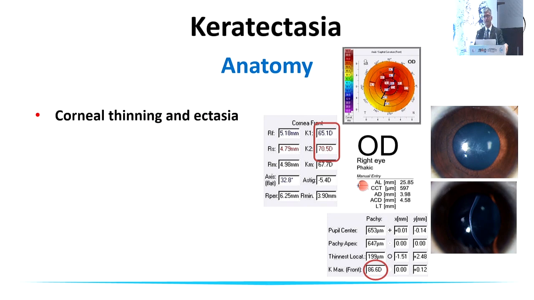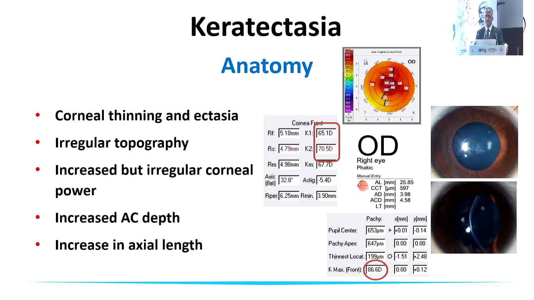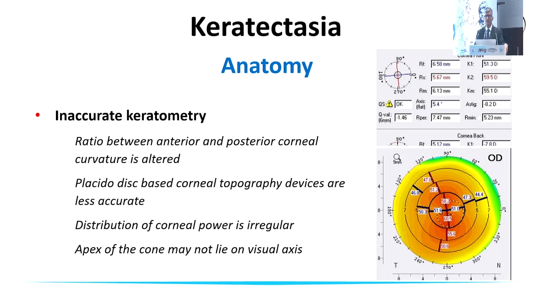Now you all are aware that ectatic diseases of cornea are characterized by thinning as well as ectasia that results in irregular topography. There is increased corneal power, but unfortunately that increase is not uniformly distributed through the cornea. The ectasia results in increased anterior chamber depth and also increased axial length. Now whenever you do keratometry in these eyes, you have to remember that the ratio between anterior and posterior corneal curvature is altered in these eyes with ectasia.